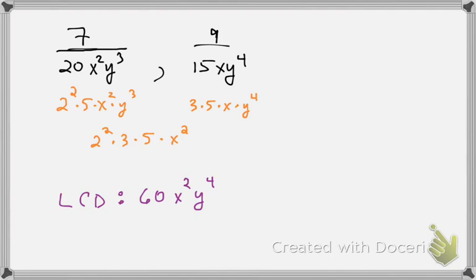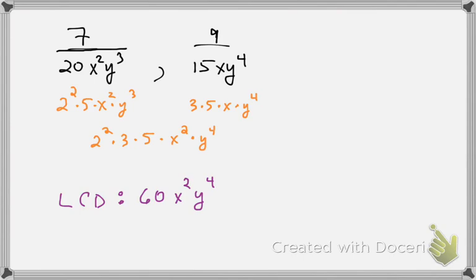Two of them. What about y's? How many do I need? 4 of them, right? I have 3 here, 4 here. I have to have enough for them to go into, so how many do I need? 4. Just enough that I can handle both of them.